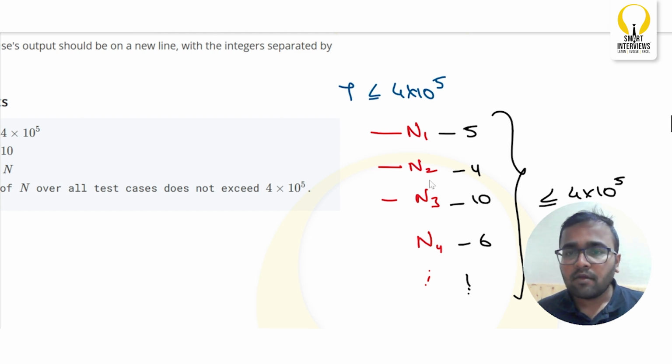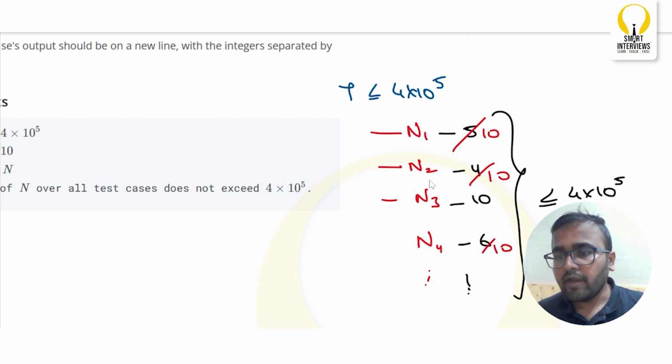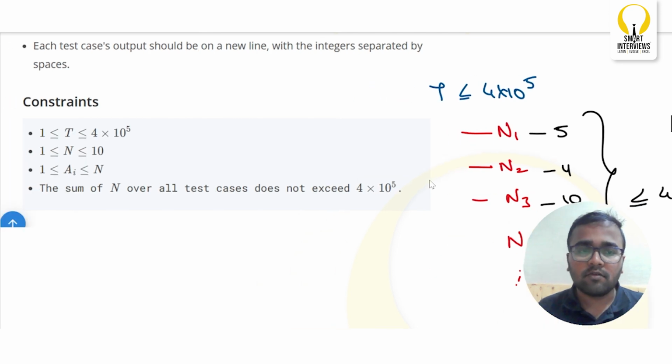It is not like all the values of n are 10 itself. If you take like this, then this sum will be 4 into 10 power 6. You cannot have a case like this. So the values of n are something like this. So this is all about this statement.